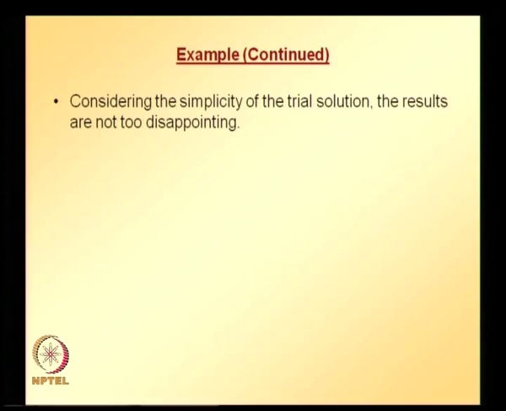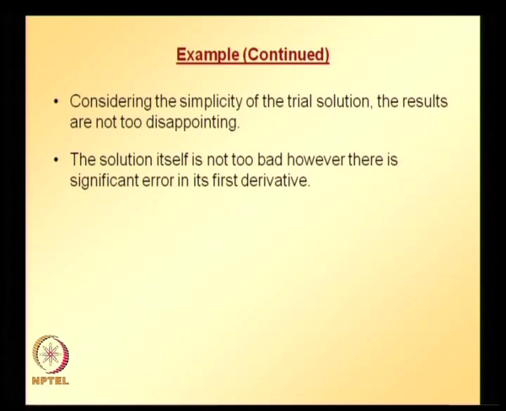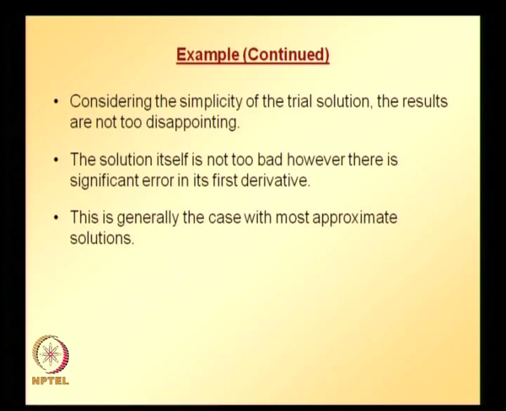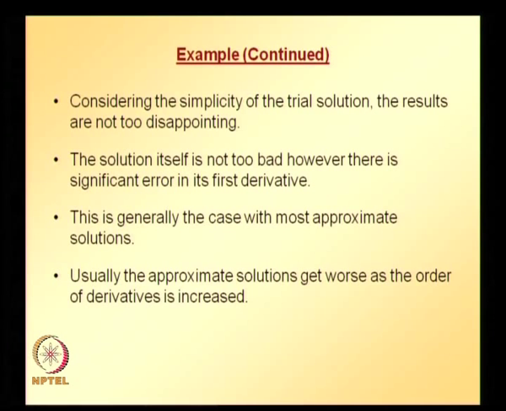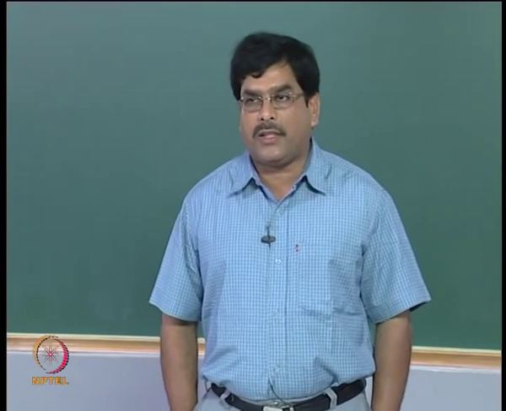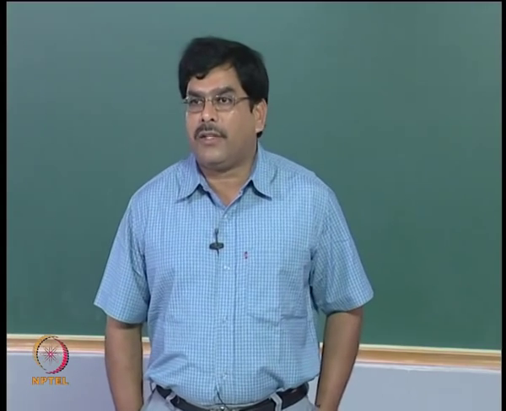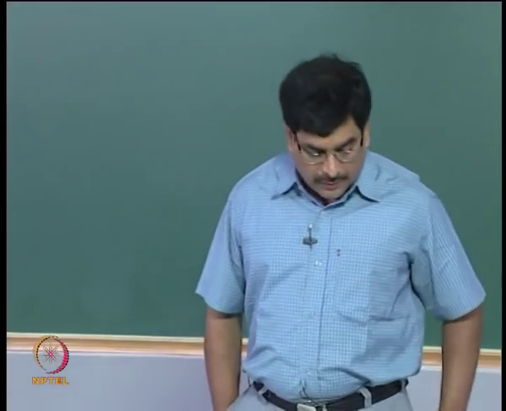Now let us look at some points related to this technique and this problem. Considering the simplicity of the trial solution, results are not too disappointing, meaning the approximate solution itself is good, but the derivative of the approximate solution has some error. The solution itself is not too bad, however there is significant error in its first derivative, that is what you observed. This is generally the case with most approximate solutions. Usually approximate solutions get worse as the order of the derivative is increased. We plotted only the first derivative, but if you take one more derivative, you will see much more error than in the first derivative.